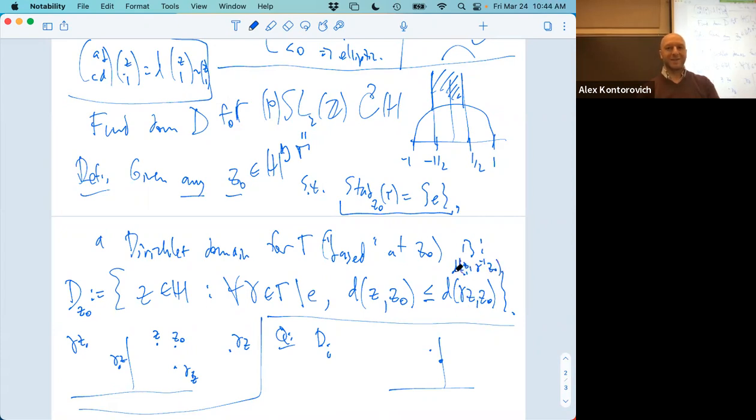And this is including the boundary. So this would be a closed set, not an open set. So that's one of the issues. Well, this set is just, I'm defining this set D Z0. My claim, I mean, this is just definition. My claim is that this set is in general a fundamental domain for the action.